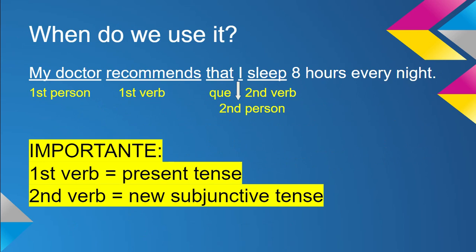All right, so this is really important. Look at that sentence, and you have recommends and sleep. Those are the two verbs. So when we translate this sentence to Spanish, the first verb, recommends, is going to be in the regular present tense that we've always used. The second verb, sleep, the one that comes after that, is going to be conjugated in this new subjunctive tense. We haven't talked about the conjugations yet. We're just looking at when we would use it.